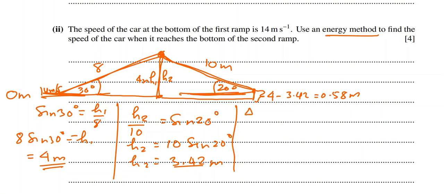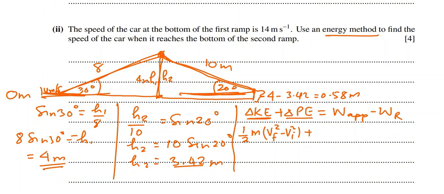The energy method says delta KE, which is the change in kinetic energy, plus delta PE, the change in potential energy, is equal to the work done by the applied force minus the work done by the resistance. Delta KE will be half m, final velocity squared minus initial velocity squared. Potential energy is mg, which is common, times final height, let's call it h2, minus h1. That is the difference in potential energy.